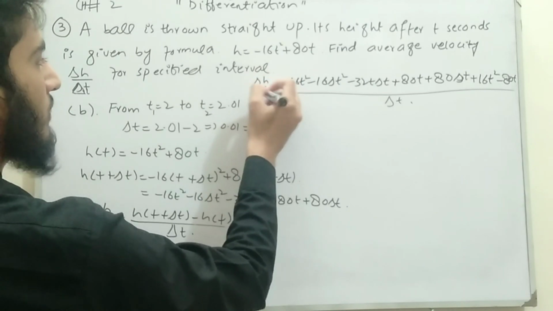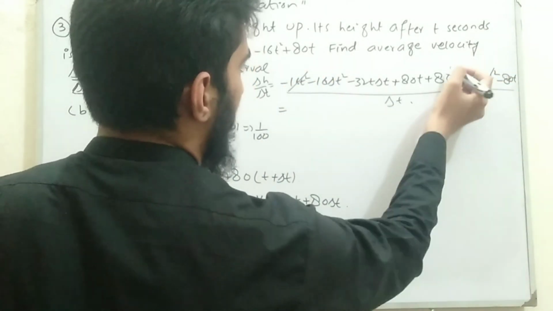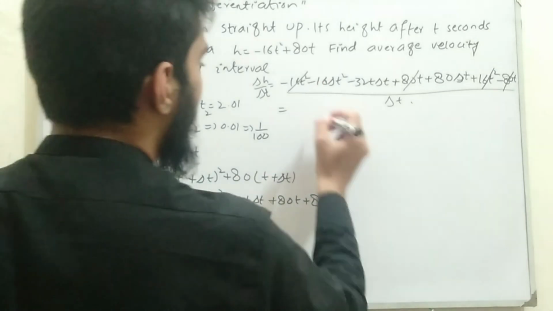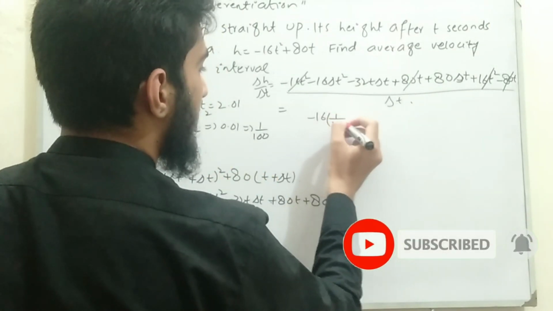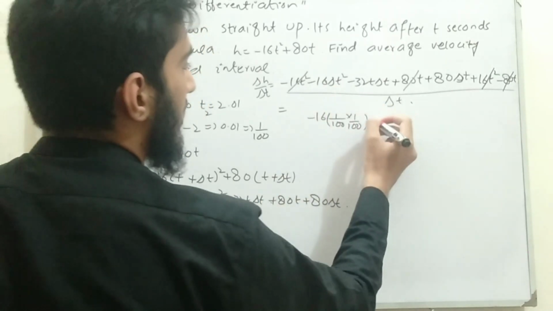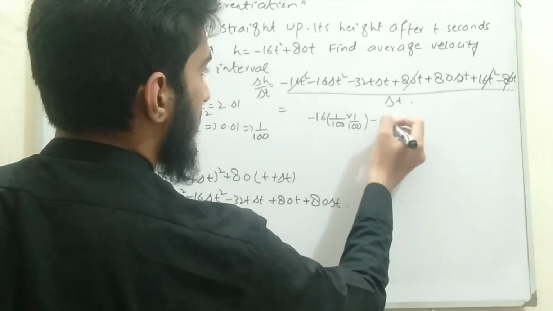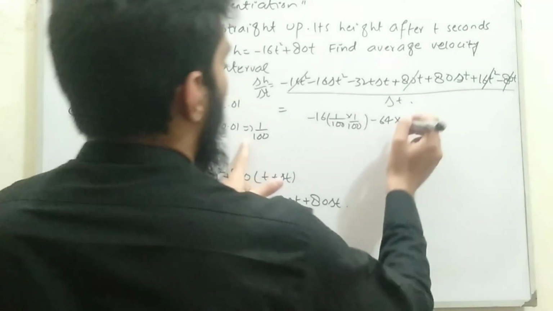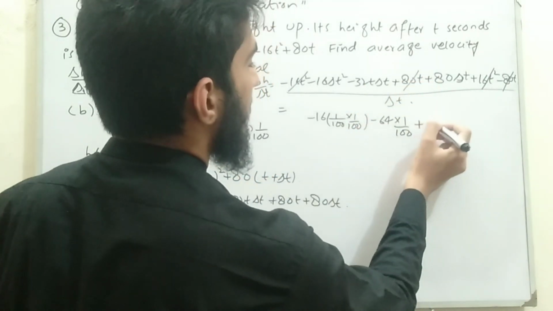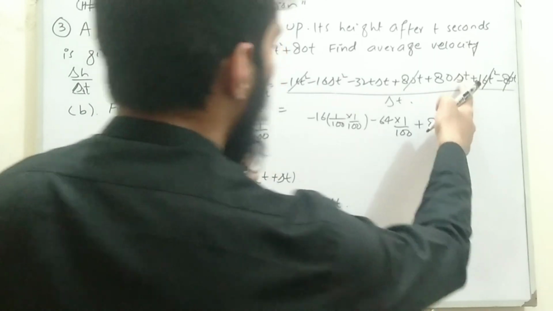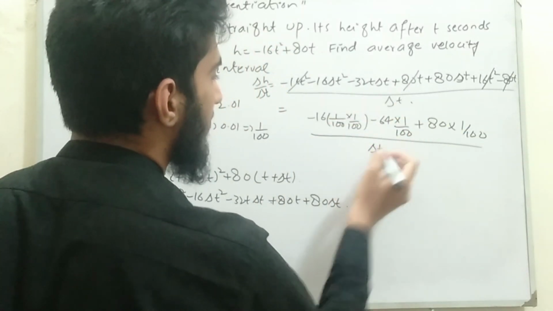This is actually del h by del t, which is the average velocity: distance by time is the velocity. Minus 16t square is cancelled out with 16t square, and 80t is cancelled out with negative 80t. We are left with minus 16 times del t square. Del t is 1 over 100, so it becomes 1 over 100 multiplied by 1 over 100 because of the square. Minus 32 multiplied by t, where t is the initial value, which is 2, gives minus 64 multiplied by del t, which is 1 over 100, plus 80 multiplied by del t, which is 1 over 100, and the whole is divided by del t.